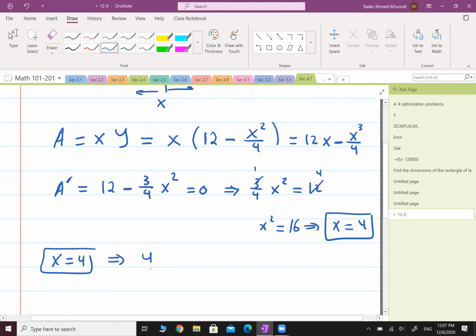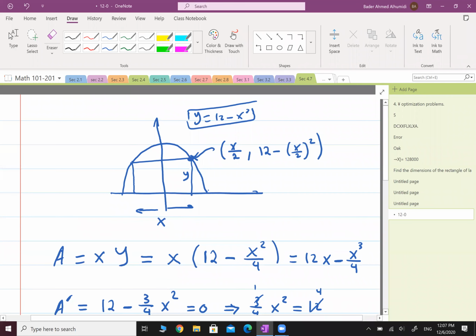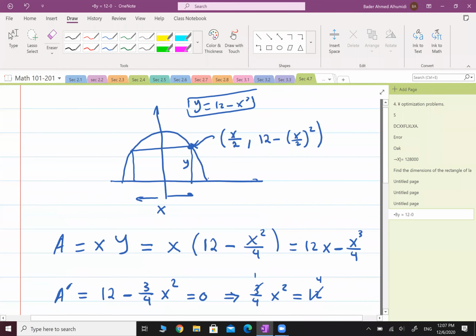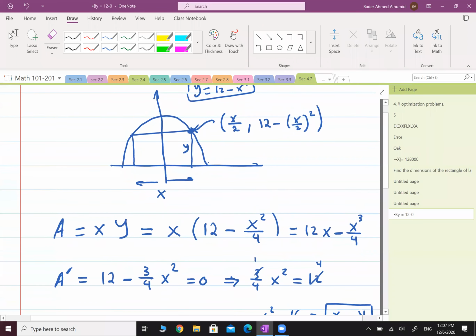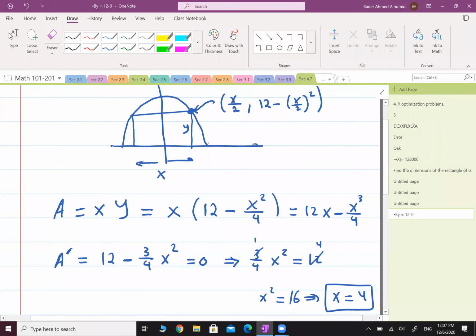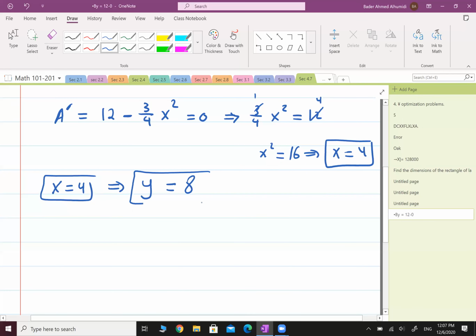And this implies y is equal to, you substitute now, if x equal to 4, then you have y equal to 12 minus x over 2 all squared. x over 2 will be equal to 2. 2 squared will be equal to 4. 12 minus 4 is equal to 8. So you see you have the same answer. You have dimensions are x equal to 4 and y equal to 8.